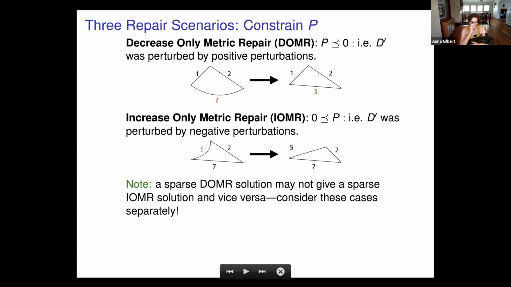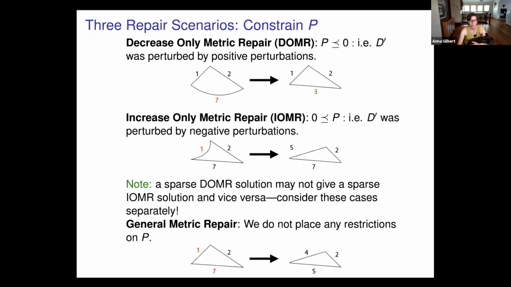So even for this incredibly simple one-triangle example, it suggests that there's a difference between the problems if we're allowed to only decrease or only increase, and that we should probably consider these cases separately. They're really two different kinds of problems. Then there's the more general case, general metric repair, where we don't place any restrictions on what the perturbation could be. We could increase and decrease.